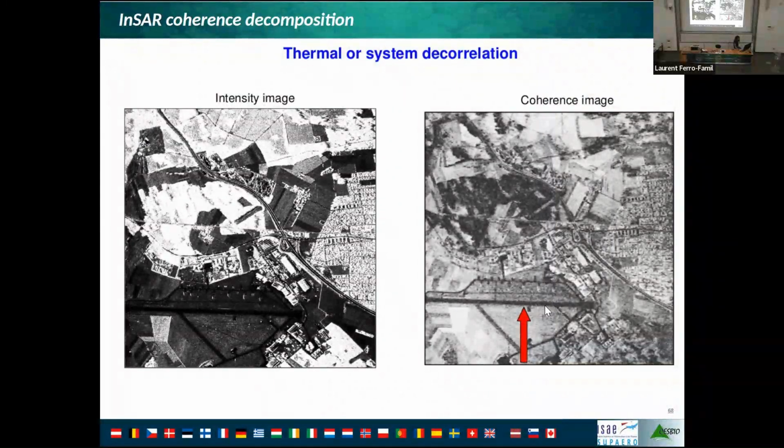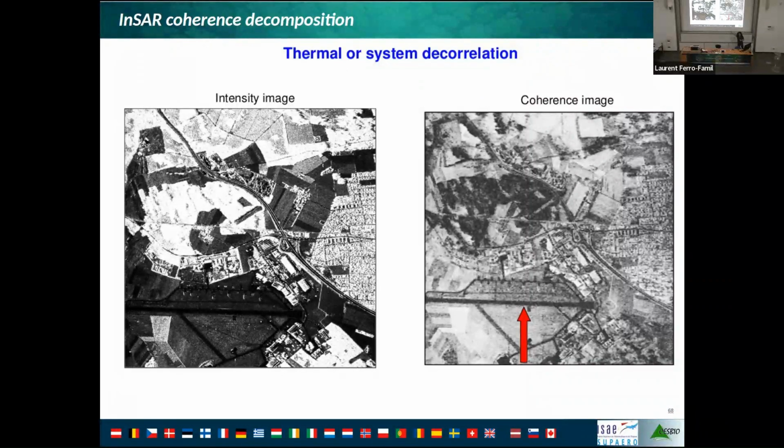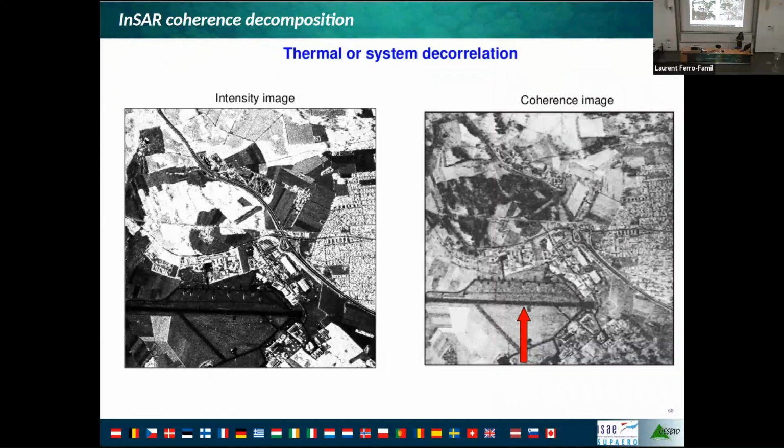And you see that here the correlation is very low and the intensity is very low. This is due to the fact that this is the runway of the airport, and when you measure from the side, most of the energy is scattered into the other direction because at L band the runway is very smooth. And what comes back to the radar is a very small amplitude signal, which is comparable with the acquisition noise. So in this case, there is so little information that the correlation is very low. And this is called signal thermal or system decorrelation.